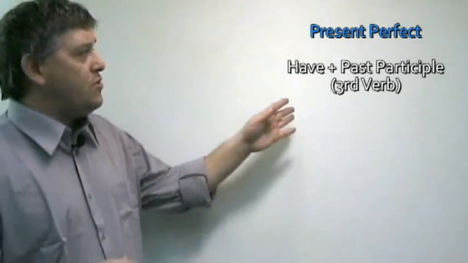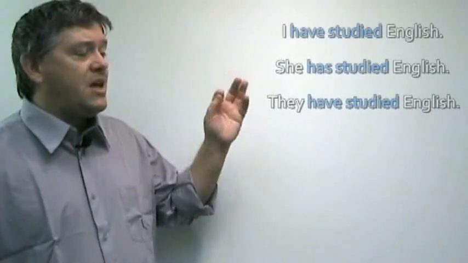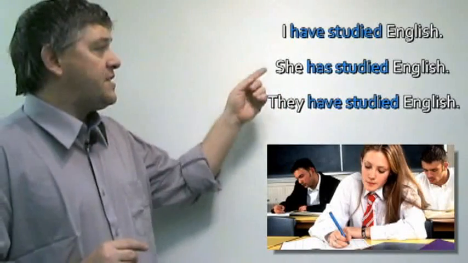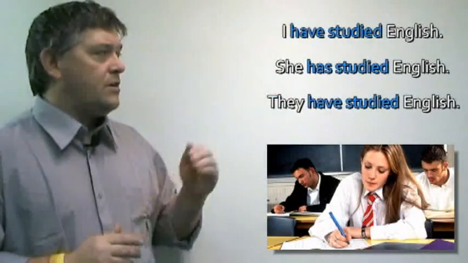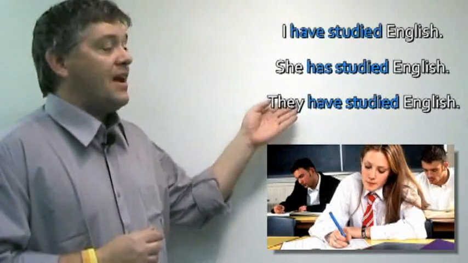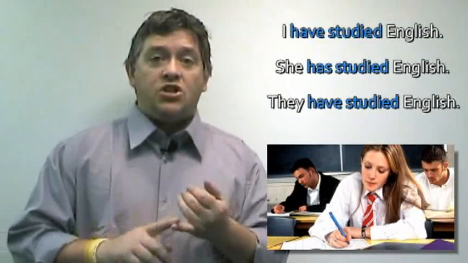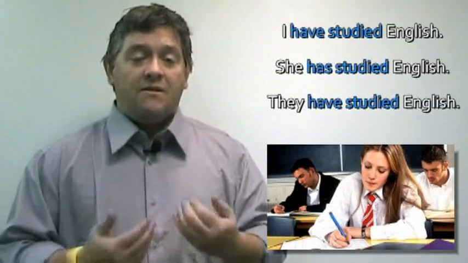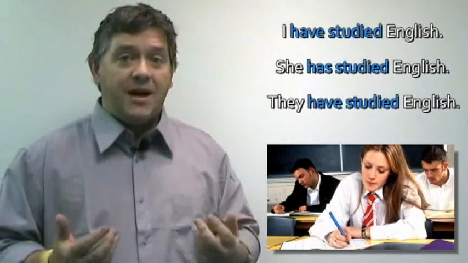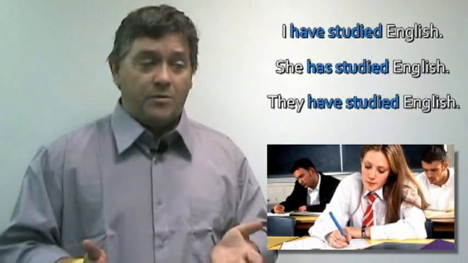Take a look. When you do it now, for regular verbs, it's very easy. You have to make sure the have verb agrees with the subject. I have studied English. She has studied English. They have studied English. You notice, for she, we use has. For I and they, we use have. But the verb, the past participle, is the same for the regular verbs.